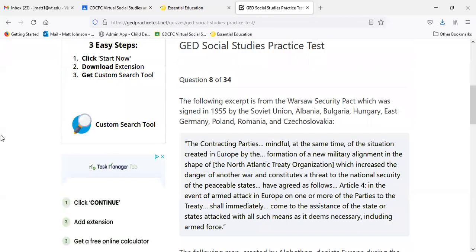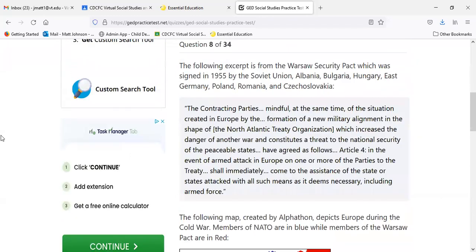And 8. Okay, it looks like we've got a map. The following excerpt is from the Warsaw Security Pact, which was signed in 1955 by the Soviet Union, Albania, Bulgaria, Hungary, East Germany, Poland, Romania, and Czechoslovakia. So the Warsaw Pact was, just to give you some background there, sort of like NATO, and I think it mentions it here. So it's a collective defense agreement. It's an alliance, just like they had in sort of World War I.